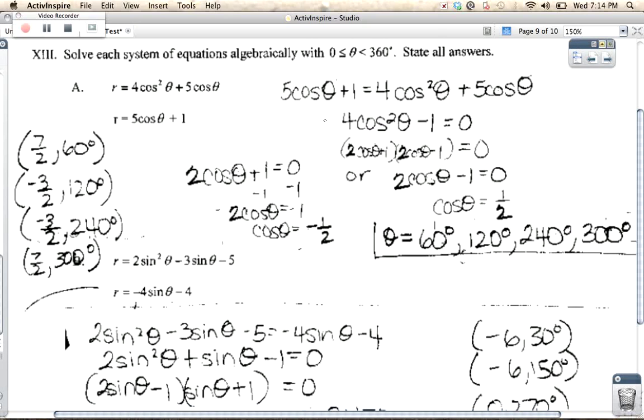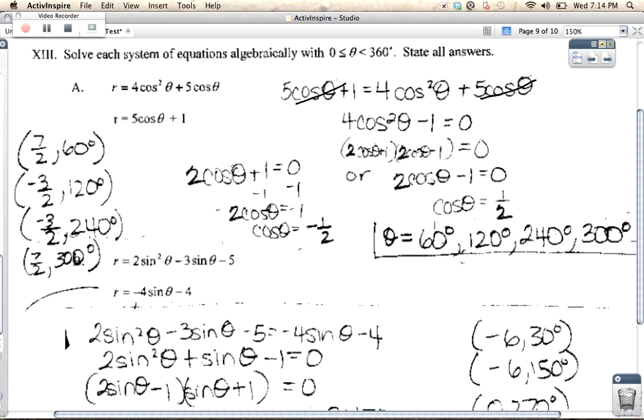So in this case, I'm just left with 1 equals 4 cosine squared of theta. Now my suggestion is you always just get everything on one side, set it equal to 0, and factor it. That's the easiest way when you have a quadratic. So in this case, I have 2 cosine theta plus 1 and 2 cosine theta minus 1, because you should recognize this pattern as a difference of squares.